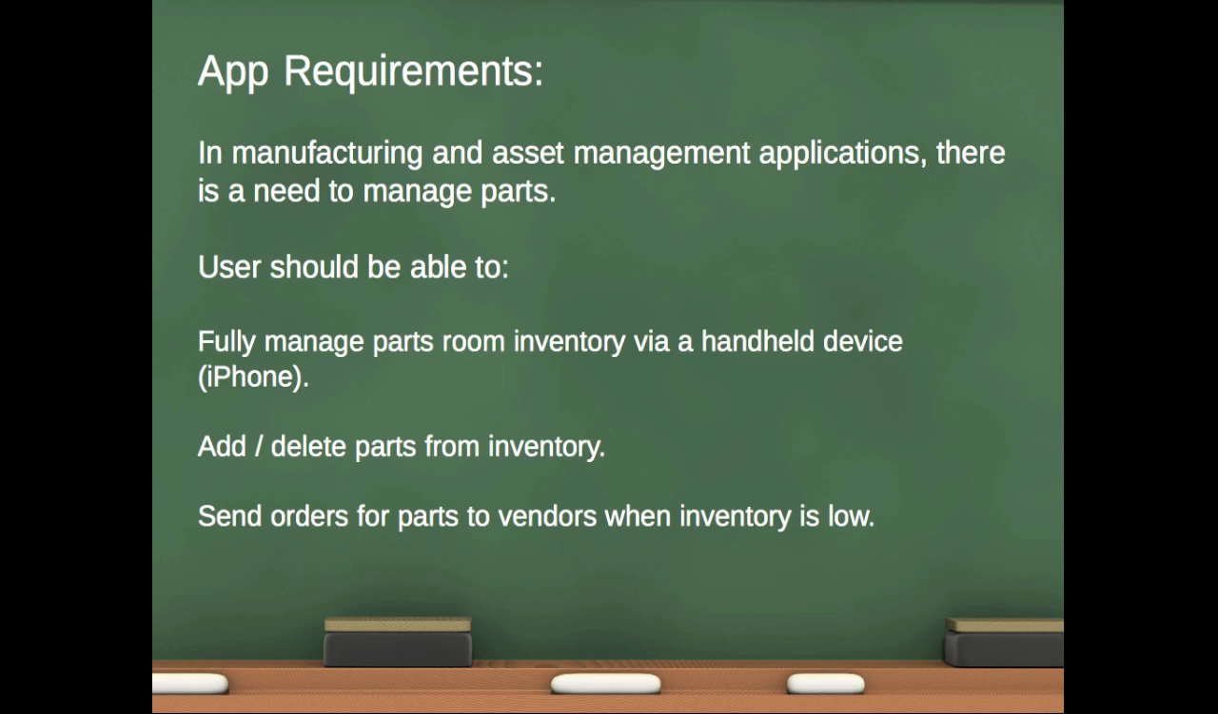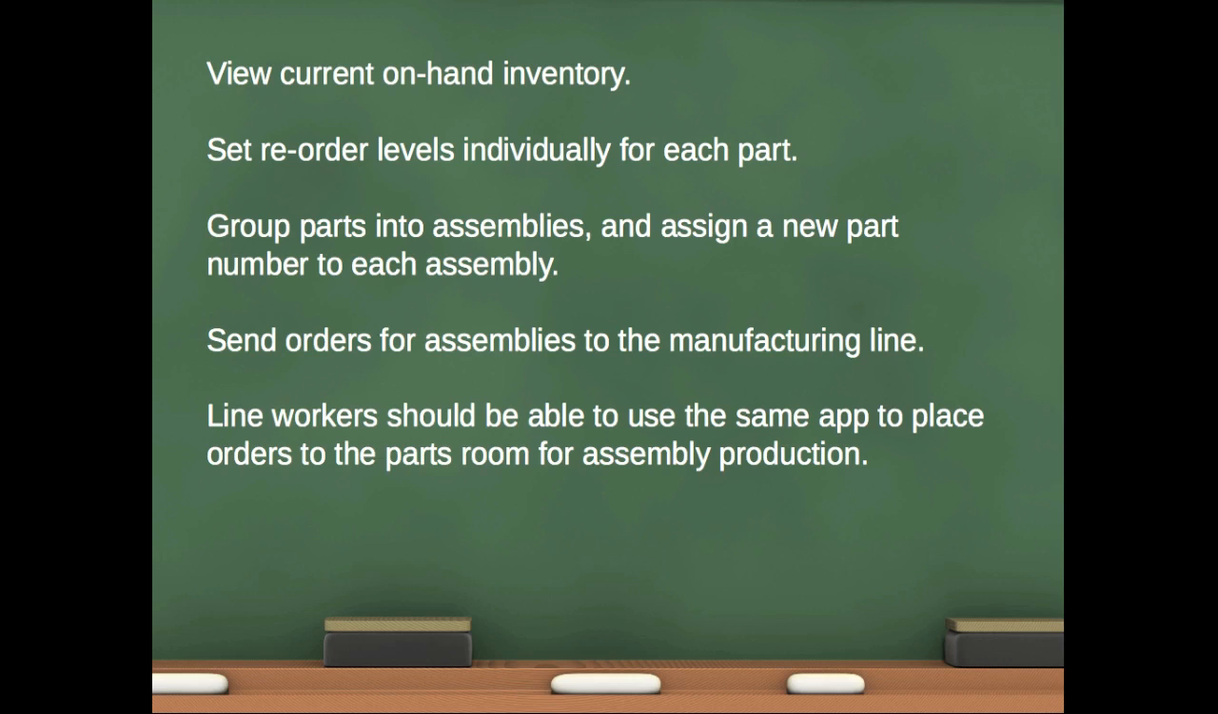So the clerk should be able to fully manage the inventory of the parts room via a handheld device, such as an iPhone. And in this case, we're going to implement this for iPhone, so that's good. They should be able to add and delete parts from inventory. They should be able to send orders for parts to vendors when that inventory becomes low. They should be able to view current on-hand inventory in a couple of ways: just a listing of parts and a listing of bins, let's say, locations where those parts are.